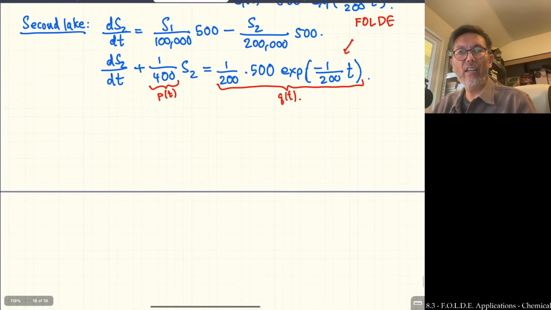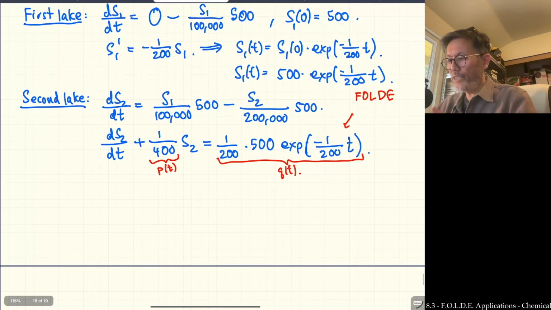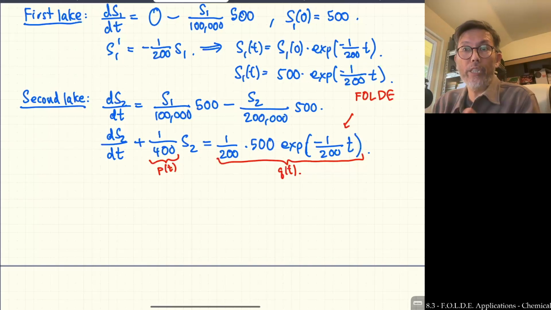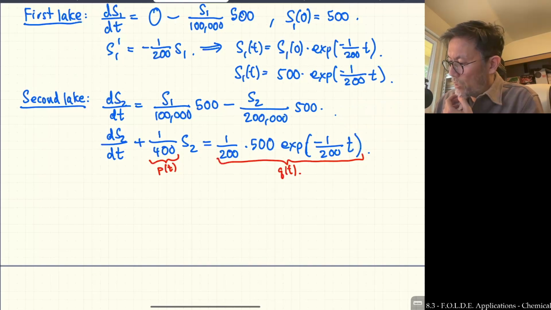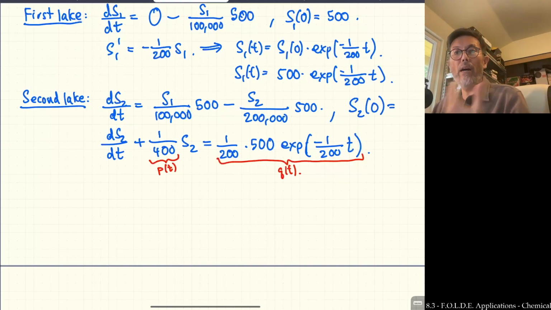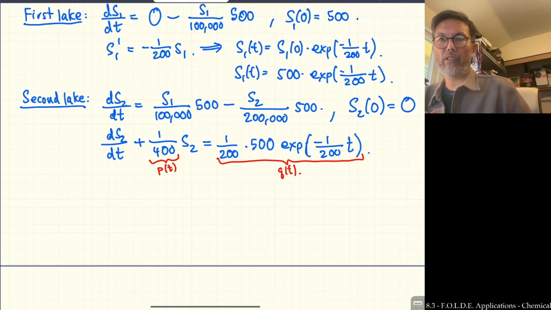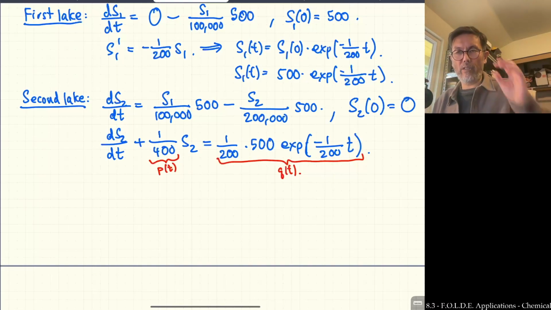Oh, I should say, I forgot. We should also be clear. We know an initial value for S2. S2 of 0, let me erase this. So this is the differential equation, but the initial condition is that S2 of 0, the amount of toxic substance initially in the lake, is 0, right? So that's going to be helpful for us, I hope, to pin down some precise constants.